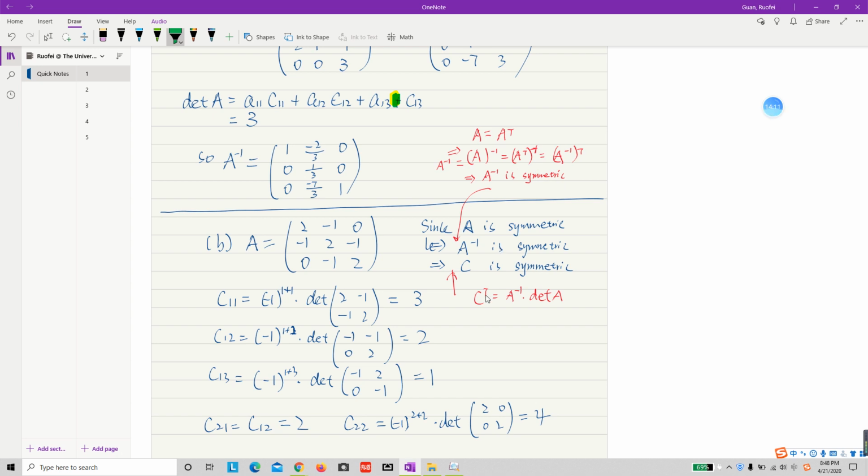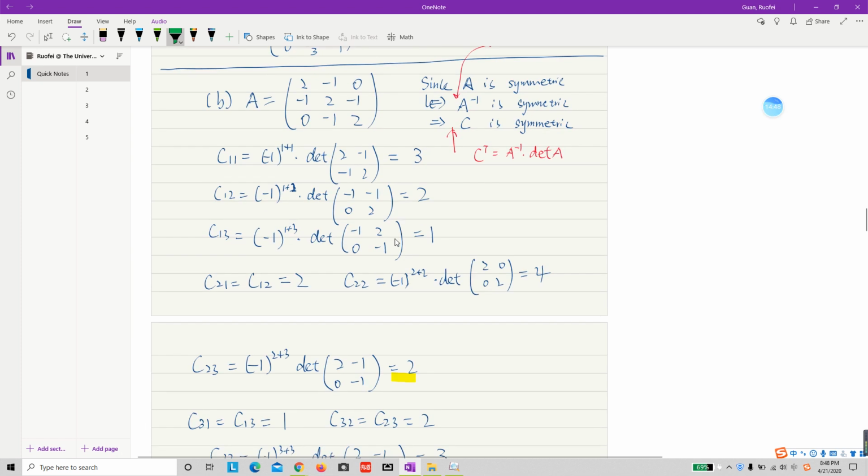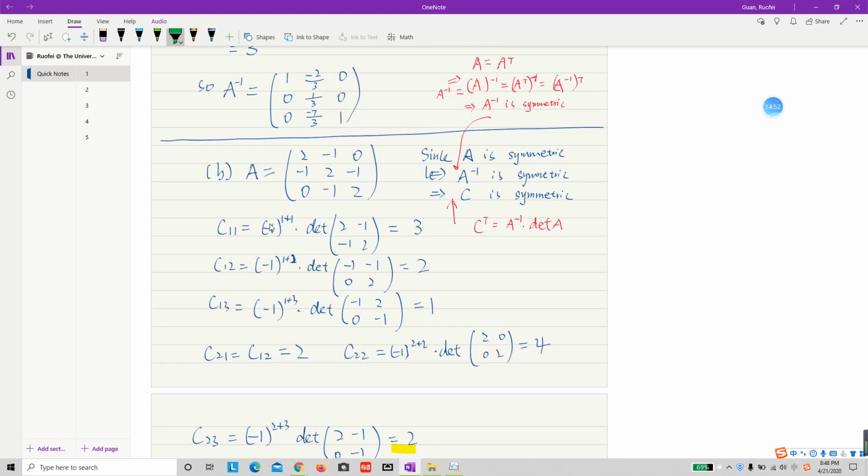By this formula, we also know that if A inverse is symmetric, then C transpose is also symmetric, which also means that C is symmetric. To find the cofactor matrix, we only need to find the entries in the upper triangular positions. So C11 is minus 1 to the power 1 plus 1. Remove the first row and the first column, we get 2 minus 1, minus 1 2, so it is 3. And C12 is minus 1 to the power 1 plus 2 times the determinant. Remove the first row and second column, it is minus 1 minus 1, 0 2, so it's 2.